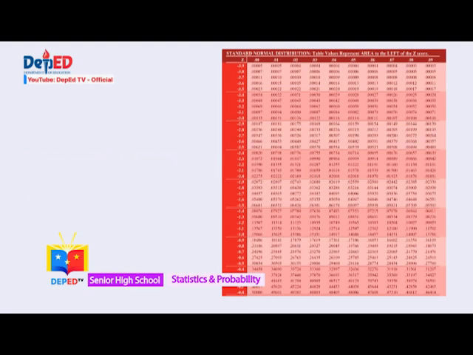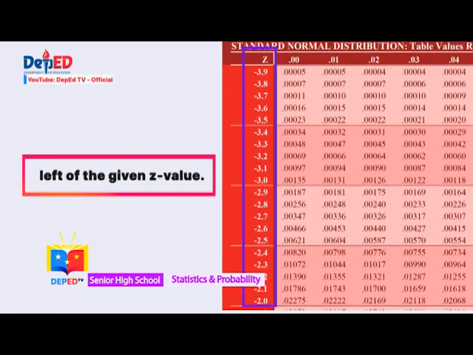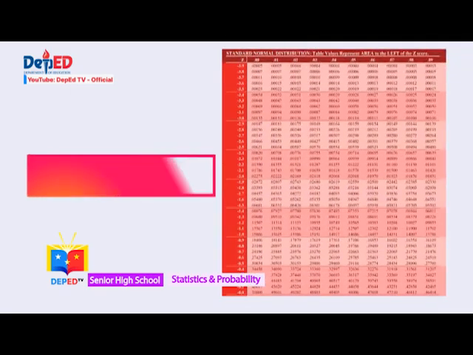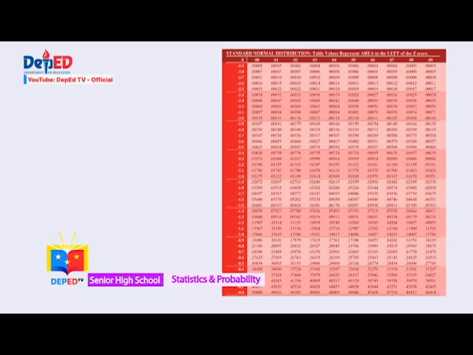The value from this table will describe the area of the specific region of the curve to the left of the given z-value. But have you wondered how we are going to use the table of areas to find the area under the normal curve? Let's have an example. For instance, we want to find the area to the left of negative 1.69.